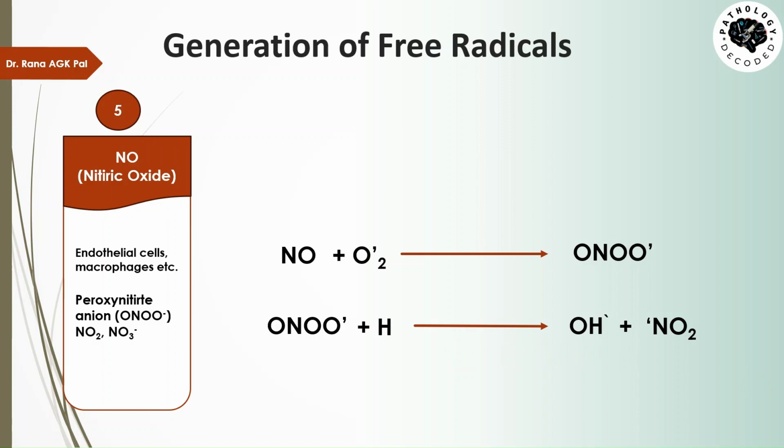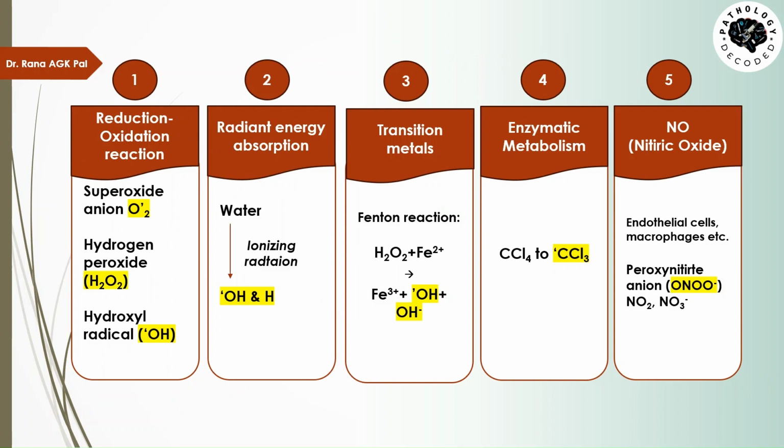So, summarizing, the free radicals generated can be superoxide, hydrogen peroxide, and hydroxyl ion formed during reduction oxidation reactions; hydroxyl ion also due to radiant energy absorption by water; then the role of transition metals leading to formation of hydroxyl ion; and during enzymatic metabolism, formation of highly reactive free radicals like CCl3, nitric oxide and peroxynitrite. These are the important free radical generation mechanisms.